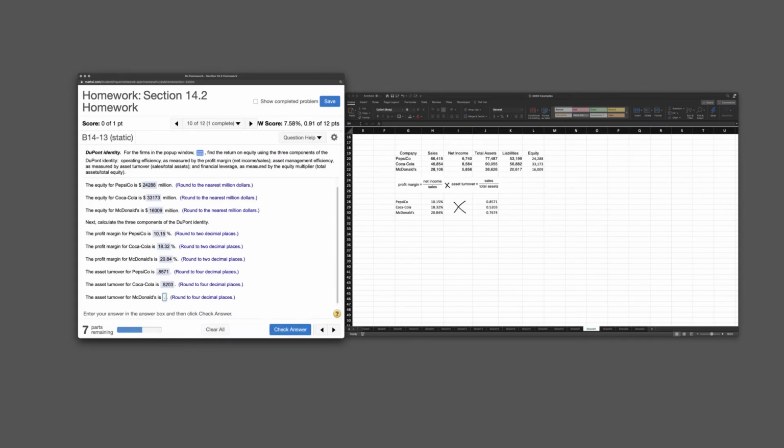Now, DuPont's made a lot of wonderful things. They've also made something very terrible, which was Teflon. But anyway, let's move on.